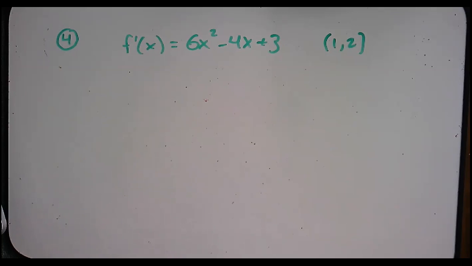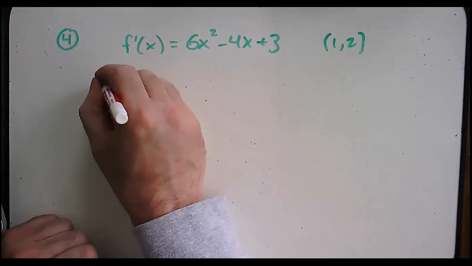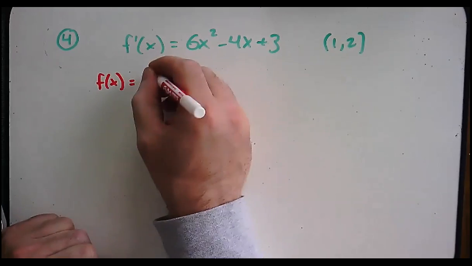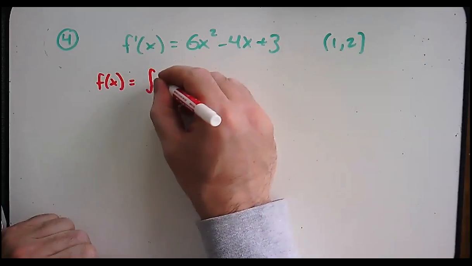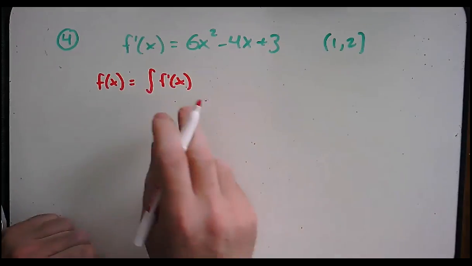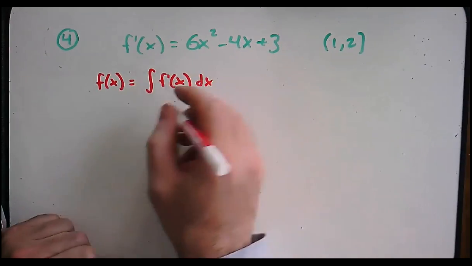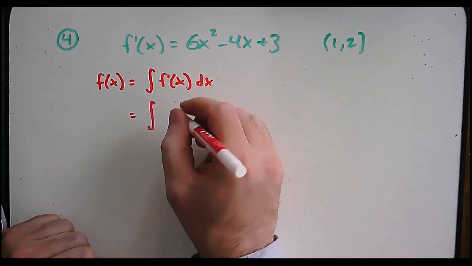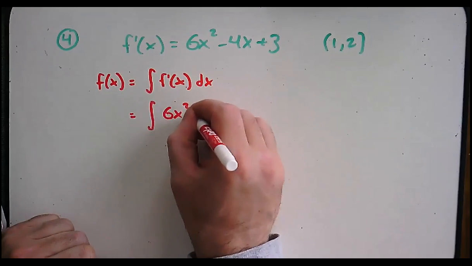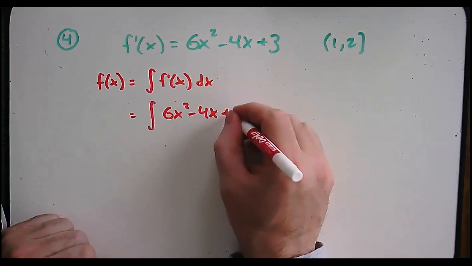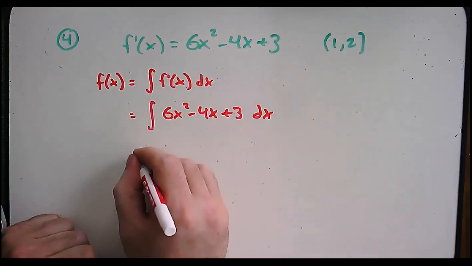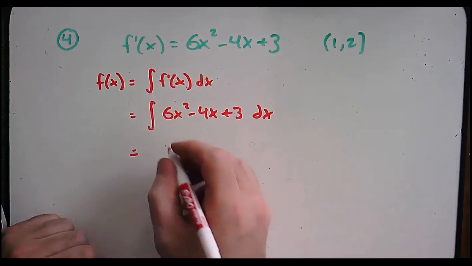So I've copied that information onto the whiteboard here. I'm going to start by taking an antiderivative. So we know that f of x has to be the antiderivative of f prime, right? That's how we're going to get our function here. And so that would be the antiderivative of 6x squared minus 4x plus 3 dx. Antiderivative is not a hard one here.